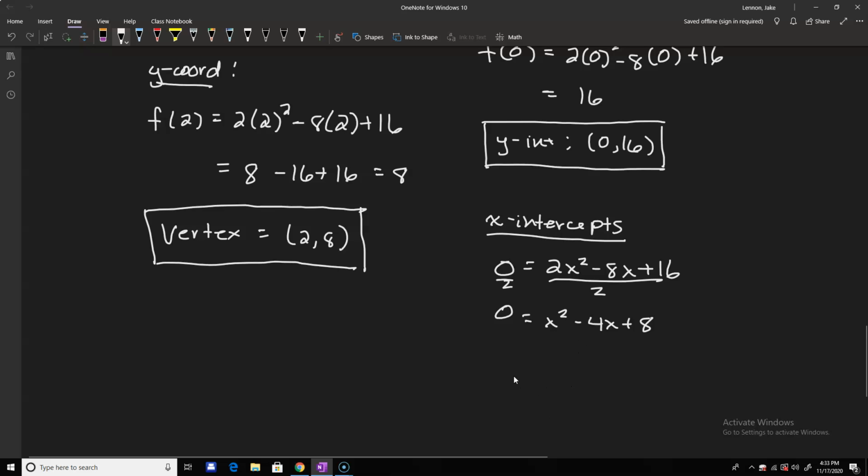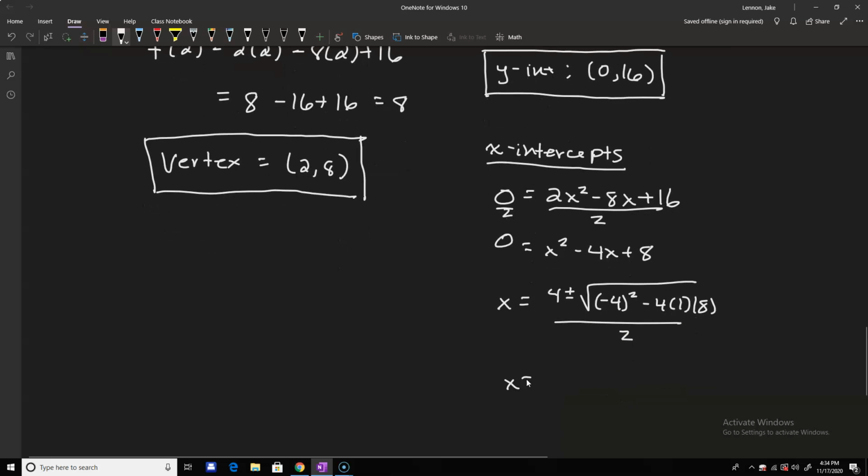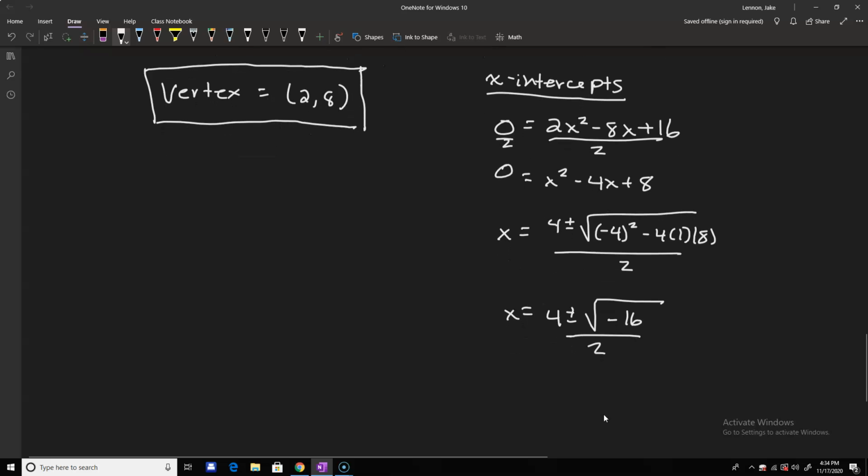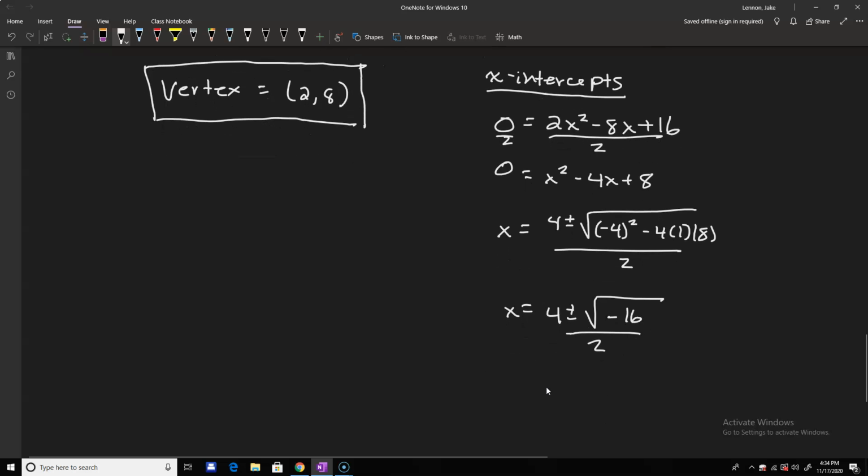So what we want to do here is just use the quadratic formula. So we would have x equals 4 plus or minus the square root of negative 4 squared minus 4 times 1 times 8, with everything being divided by 2. So here x would be 4 plus or minus the square root of, well, we would have 16 minus 32, negative 16, over 2. So this is going to be an imaginary number because the square root of negative 16 is imaginary. So for our purposes, we can say no x-intercepts.